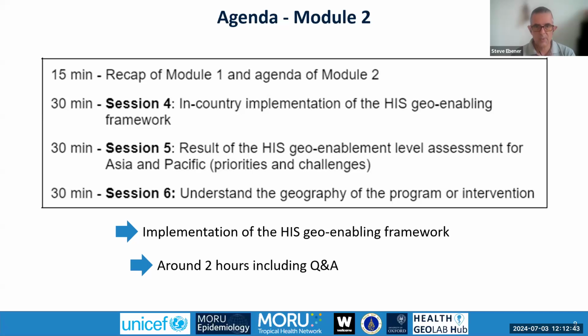The first 2 steps, actually. The first one is to look at the priorities and the challenges that programs or interventions are facing, and if and how geospatial data and technologies can help address them. We will do that through this first set of results from the assessment. And then the second step consists of understanding the geography of the program or the intervention that is being geo-enabled.